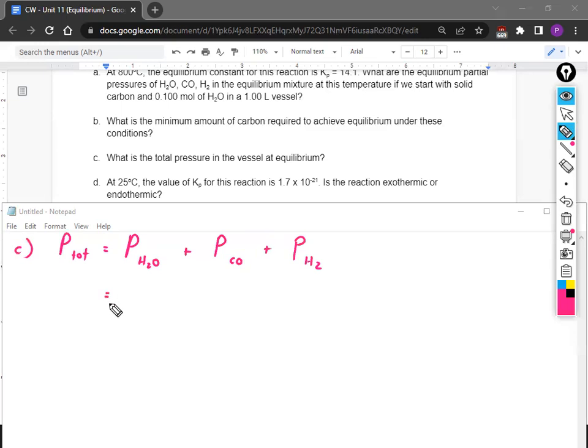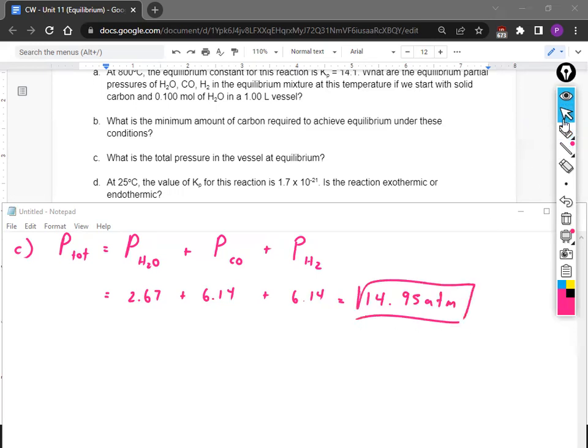Okay, so you just need to go to the bottom row of your ice table. Yeah, just look at the bottom row of your ice table. And then you get 2.67 ATM plus 6.14 ATM plus 6.14 ATM. And that's going to give you a total pressure of 14.95 ATM. Okay, so that one is probably the easiest one out of all of these.